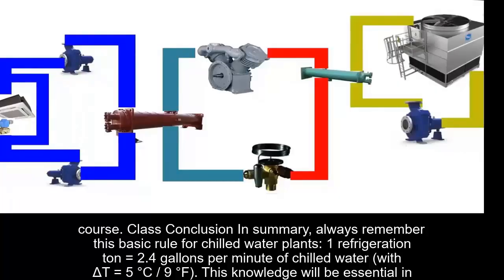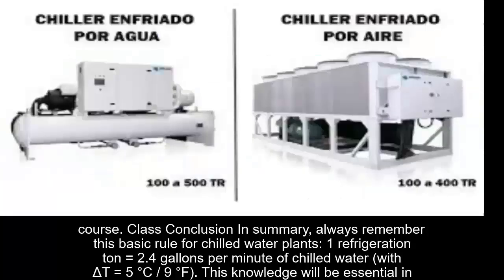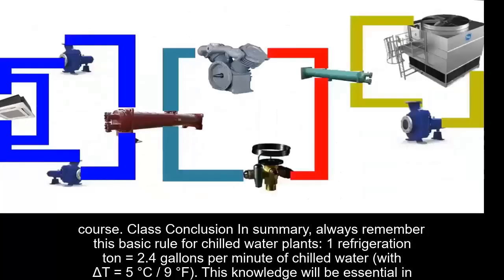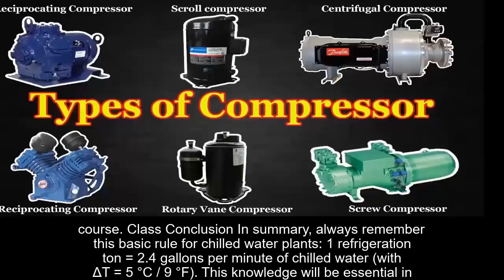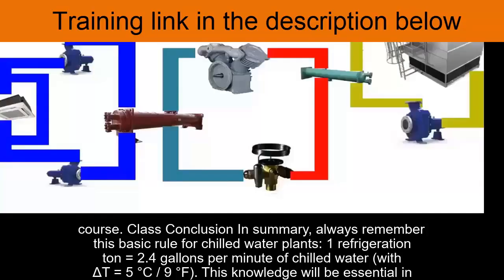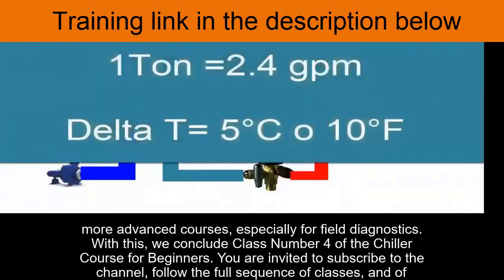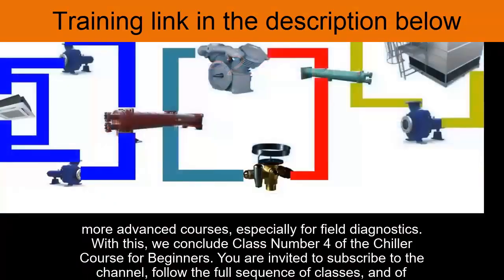Class conclusion. In summary, always remember this basic rule for chilled water plants. 1 refrigeration ton equals 2.4 gallons per minute of chilled water with a delta T of 5 degrees Celsius or 9 degrees Fahrenheit. This knowledge will be essential in more advanced courses, especially for field diagnostics.